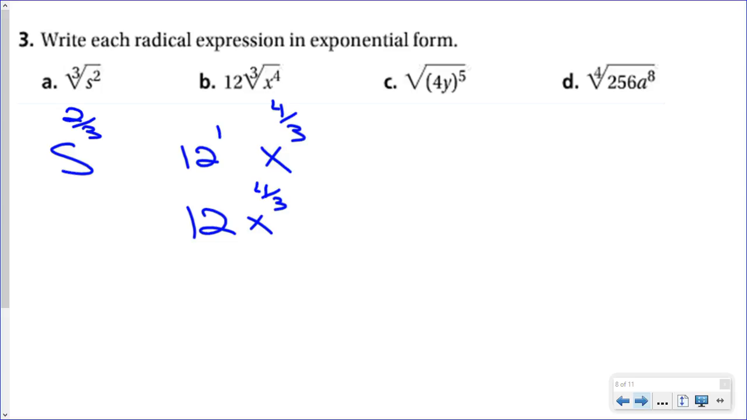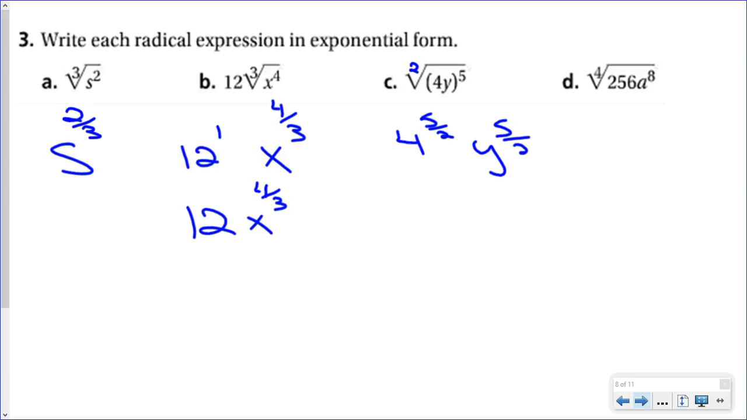All right. Hey, letter C, a little trickier. So you see we have a product to a power inside that big square root. So product to a power, we distribute the 5 to the 4 first, and then 5 to the letter y. And then our index number is 2 if there isn't one. So the index number always goes on the bottom of the fraction. So we have 5/2 and 5/2.